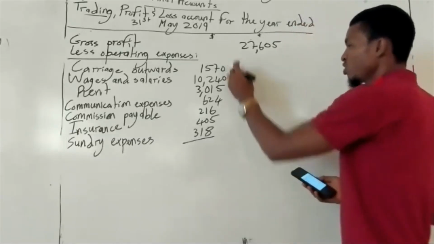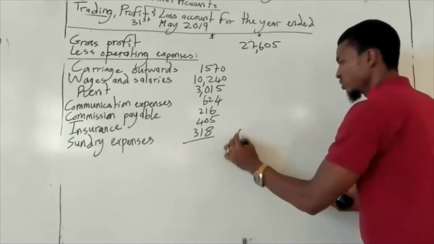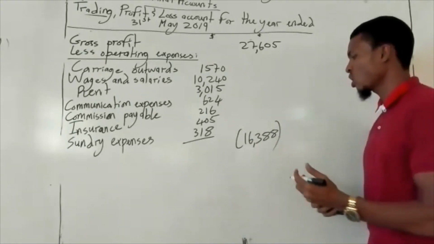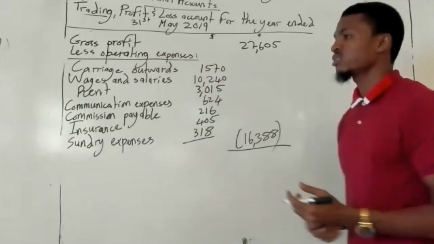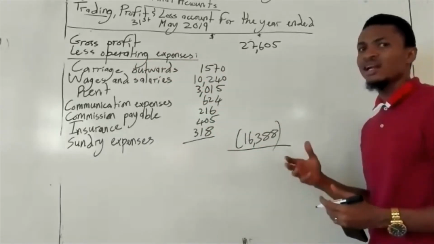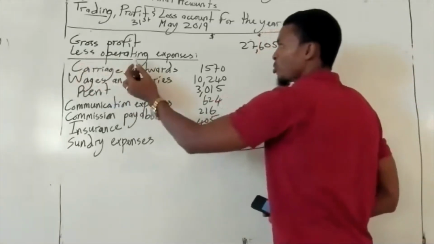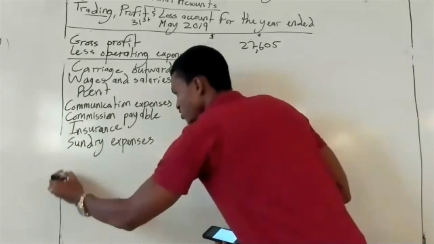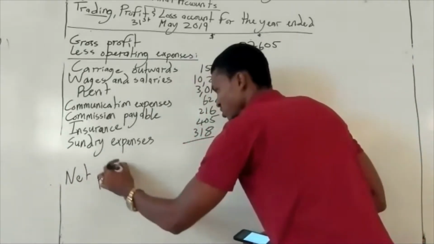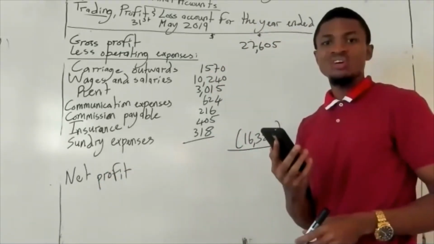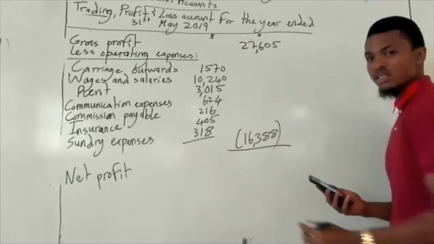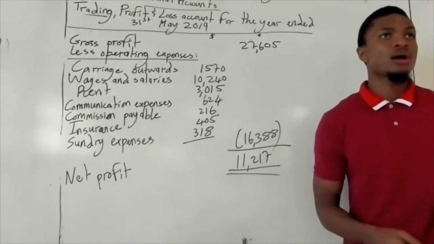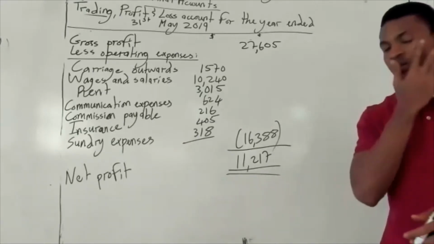For my own calculation, when you add all this, it gives you 16,388. If it gives you 16,388, this is our what? This is our total operating expenses. And what does the instruction state? The instruction clearly states that you less operating expenses. So your gross profit less your operating expenses gives you your what? It gives you your net profit, and this less this gives you 11,217. So this is our net profit at the end of the question.